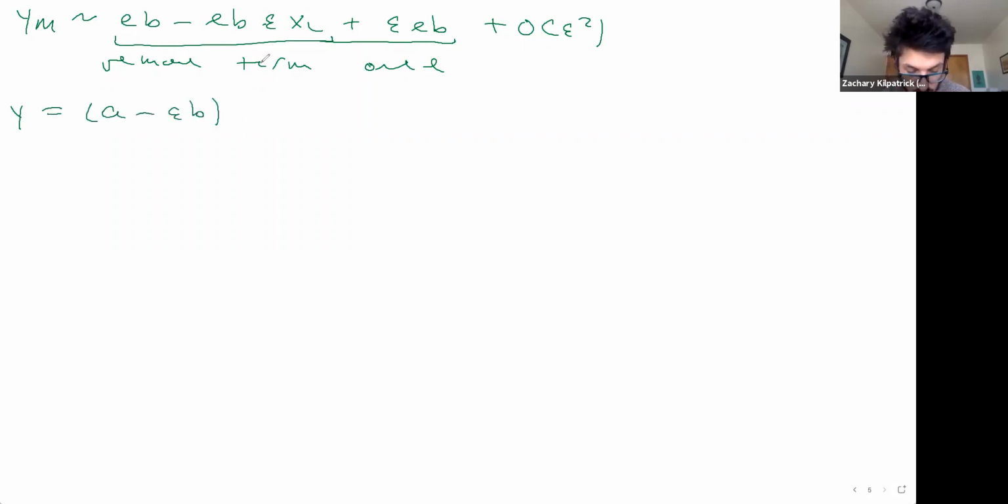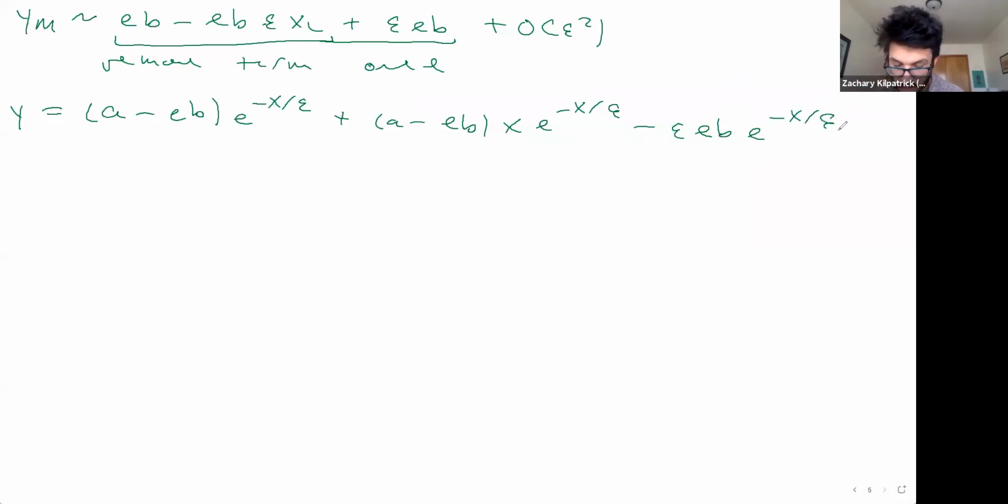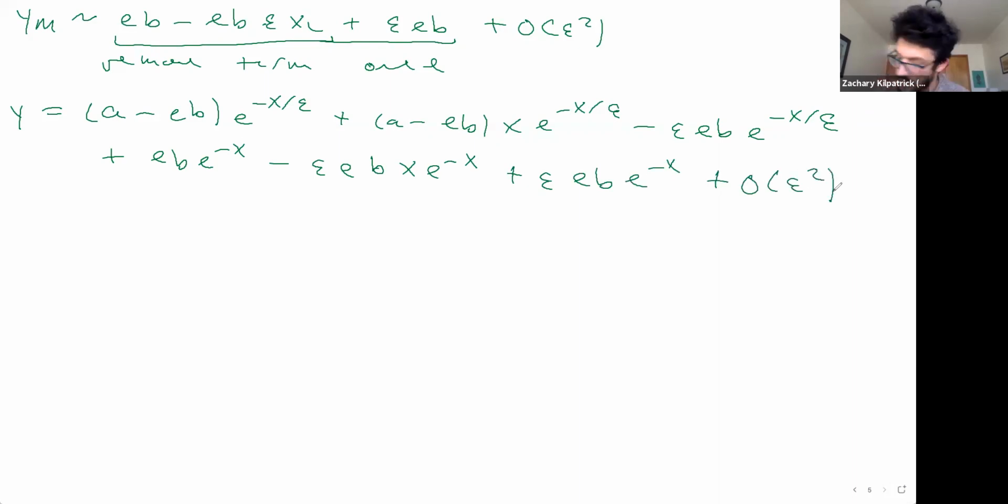And at the end of the day, if we then sum our left and middle solutions together, we get A minus EB, epsilon B, e to the minus x over epsilon, plus A minus epsilon B, x e to the minus x over epsilon, minus epsilon EB e to the minus x over epsilon, plus EB e to the minus x, minus epsilon EB x e to the minus x, plus epsilon EB e to the minus x, plus order epsilon squared terms, okay?